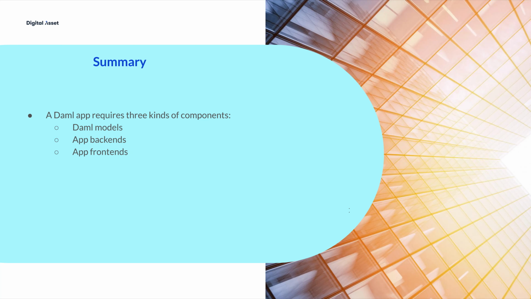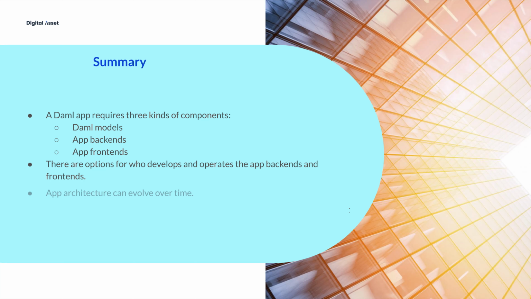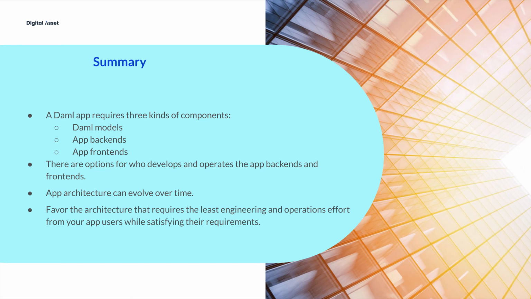Daml models need to be deployed on the app providers and each app user's participant node. There are options for who develops and operates the app backends and front ends, and the architecture of the app can evolve over time. We recommend to initially favor the architecture that requires the least software engineering and operations effort from your app users while satisfying their requirements. This allows to minimize the delivery risk and maximize the total addressable market for your app.